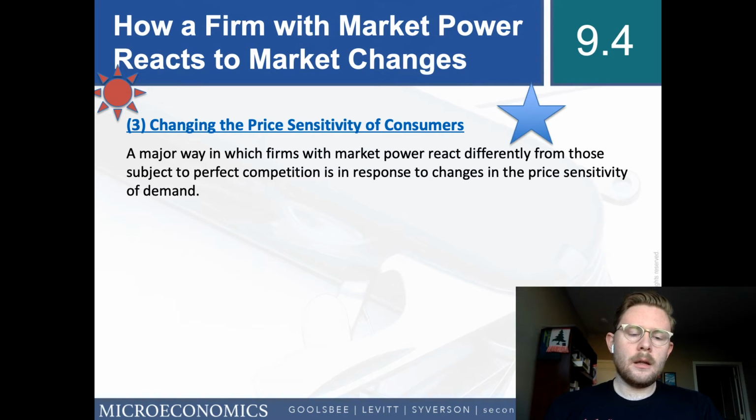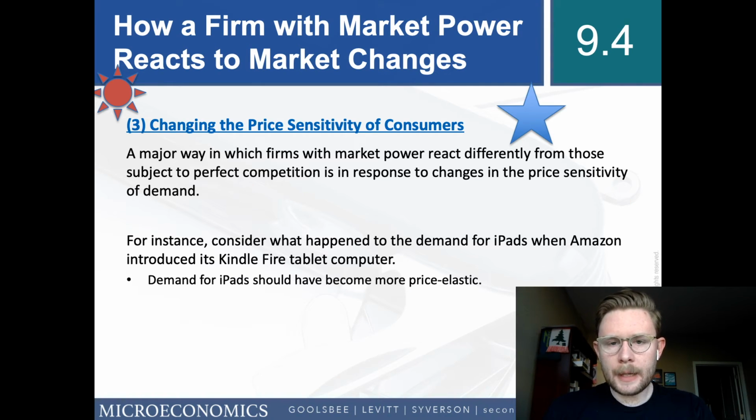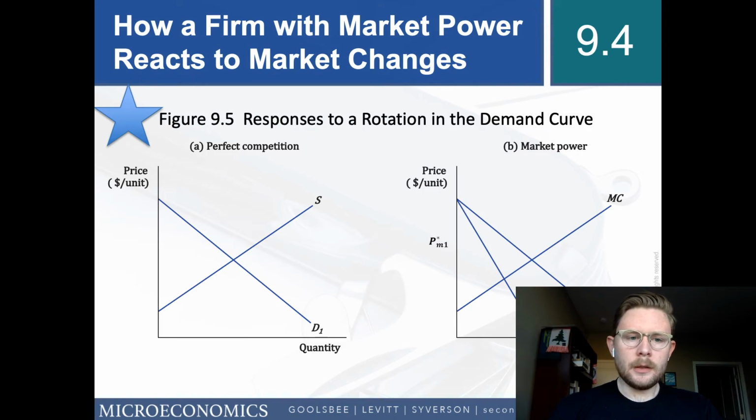Finally, let's talk about changing price sensitivity of customers. This is sort of getting to the elasticity of demand. What happens when Amazon introduces a new tablet? Demand for iPads should become more elastic, and the demand for iPads should have a shallower slope.